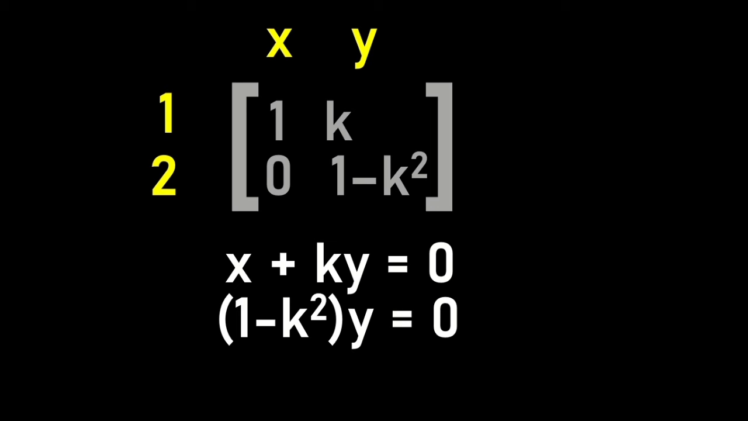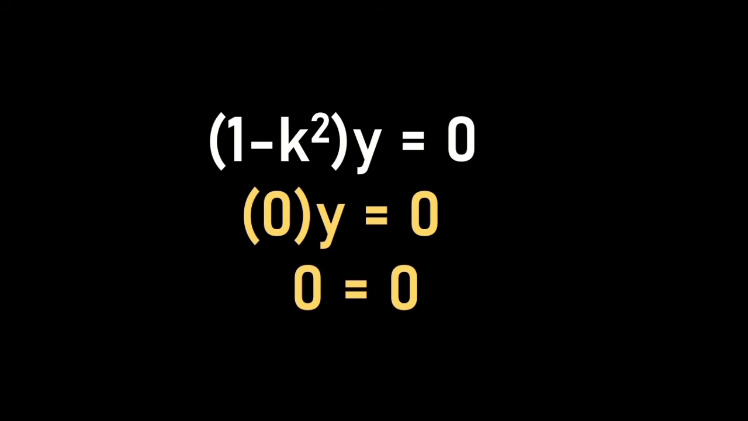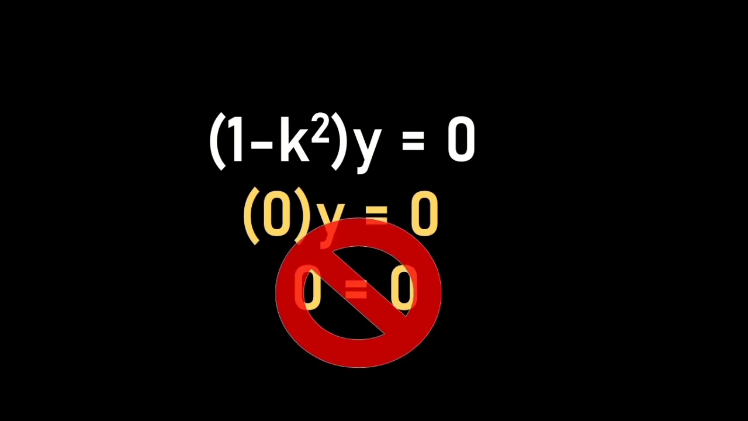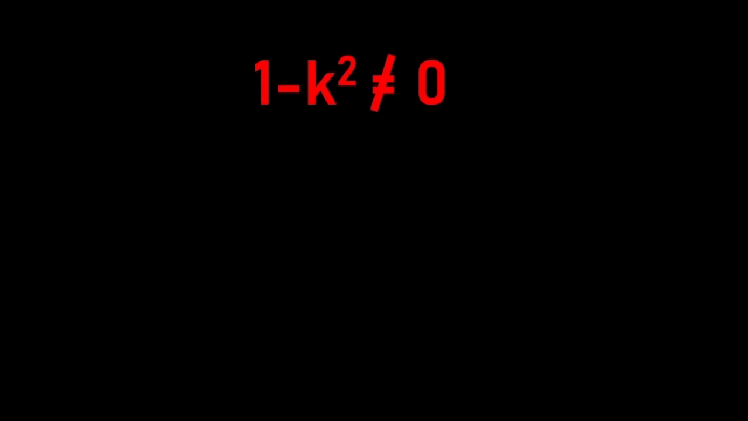Now, our main goal is to have exactly one solution. But observe the second equation. Is it possible to have no solution or many solutions? Yes. If that 1 minus k squared becomes 0, then it is 0 equals 0, and that gives many solutions. We need to avoid that, so we need to put some rules. That is, 1 minus k squared must not be equal to 0.